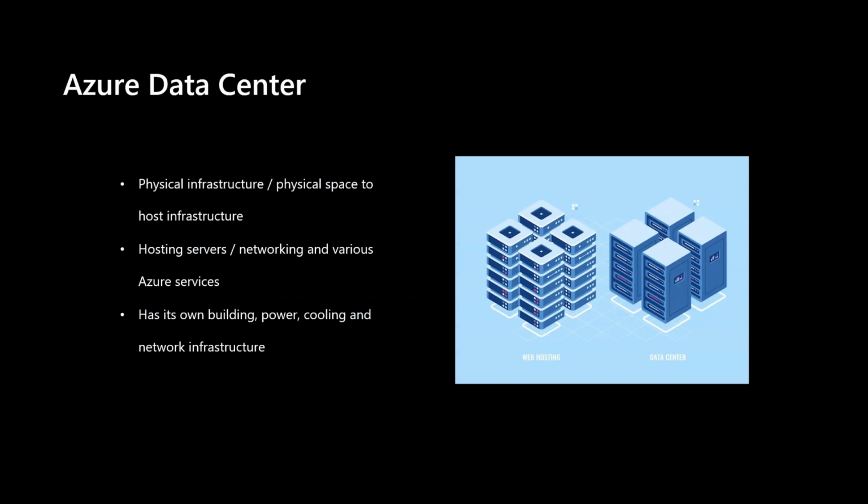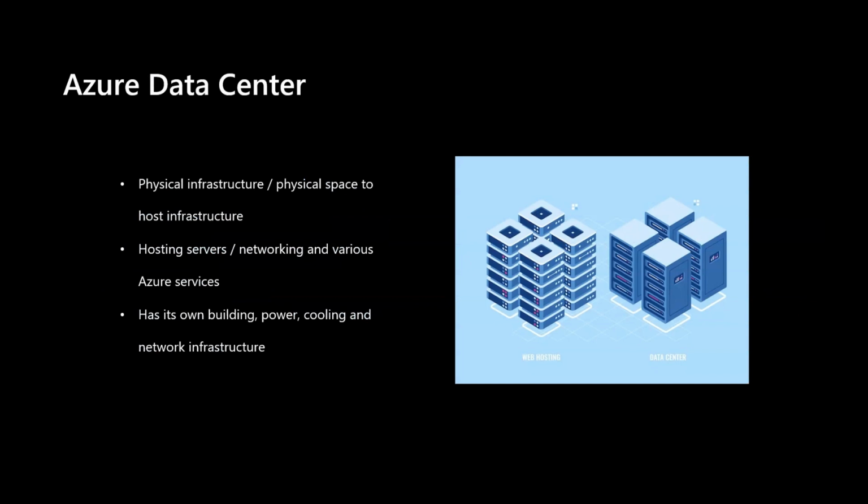Whenever you're deploying any service in Azure, whether it's SQL database, web hosting, or a virtual machine, or any of the services, it is originally hosted on a physical infrastructure. A physical space to host that physical infrastructure is a data center. It has its own building, power, cooling, and its own network infrastructure. So there can be one or more than one data center in an Azure region.